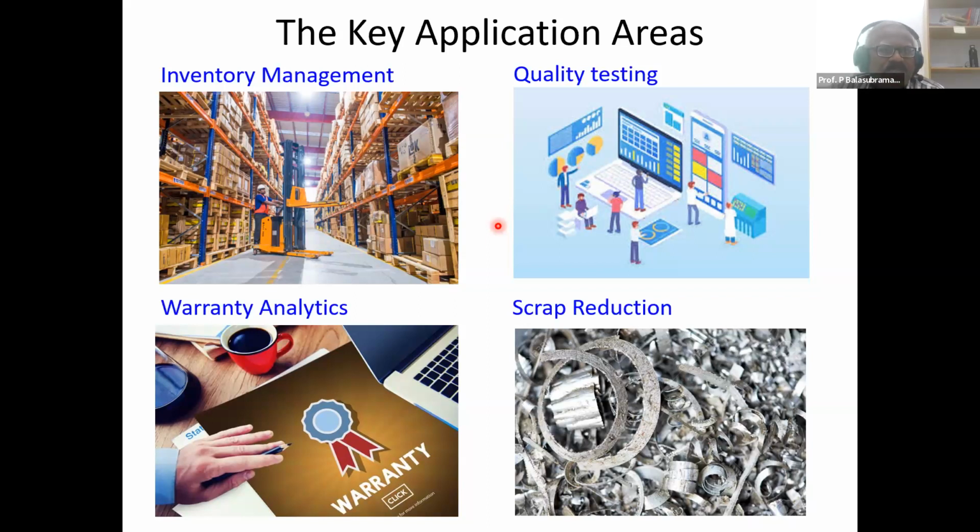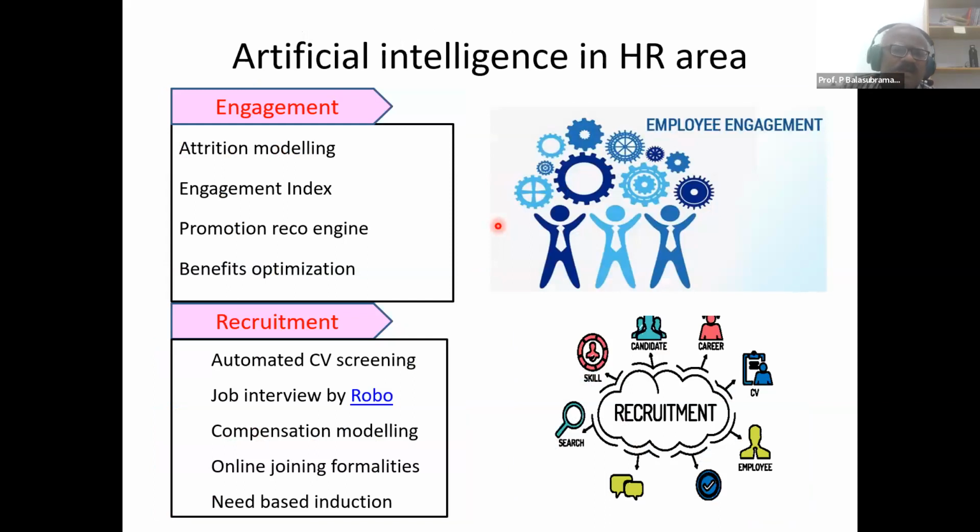Out of my 21 years of experience, I spent 10 to 12 years in different manufacturing companies. Therefore, I have solved a lot of manufacturing problems by using artificial intelligence. Now, there are a lot of other areas also. I will cover them briefly.